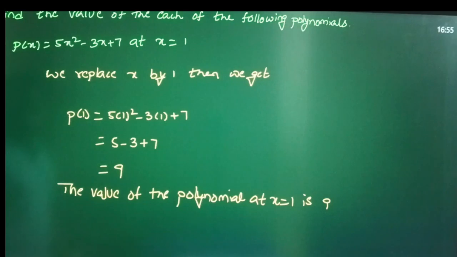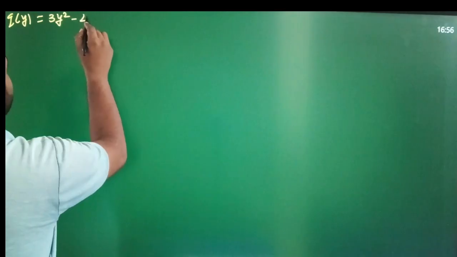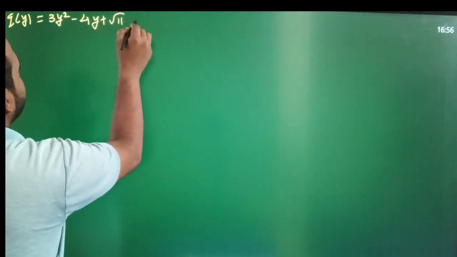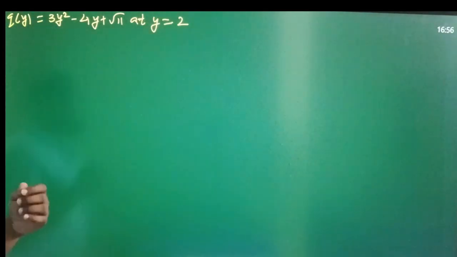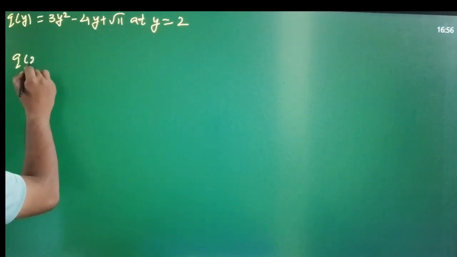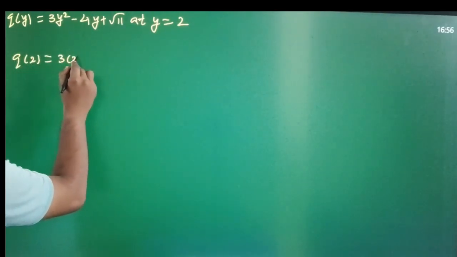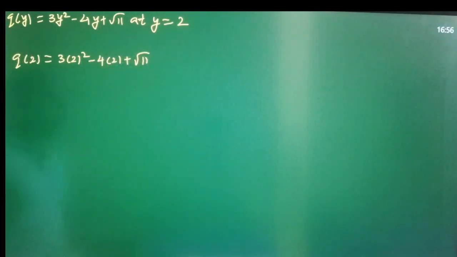Next one, q of y equals 3y square minus 4y plus root 11 at y equal to 2. At y equal to 2, we have to find the value of the polynomial. Now, q of 2 equals 3 into 2 square minus 4 into 2 plus root 11.